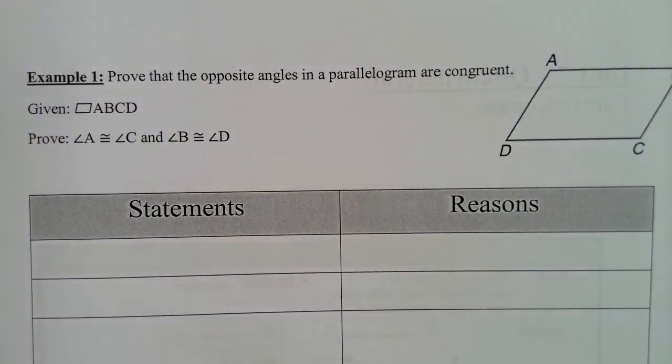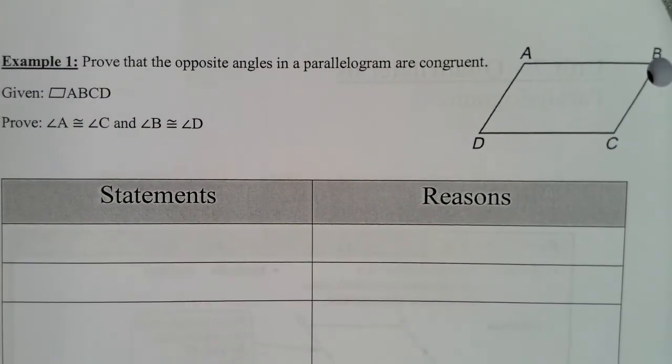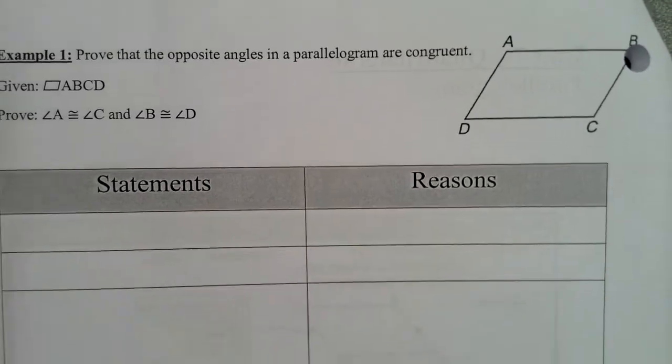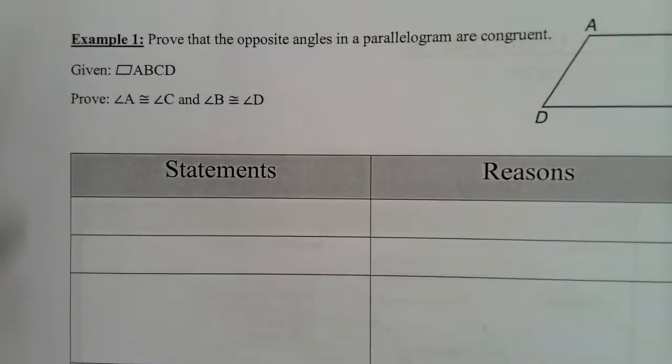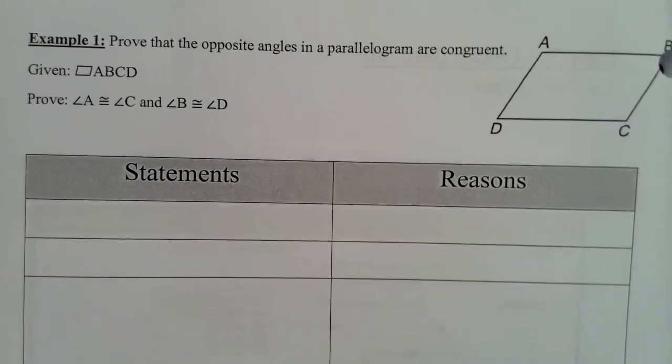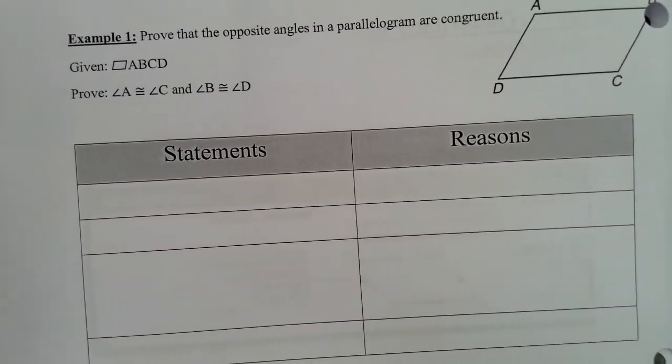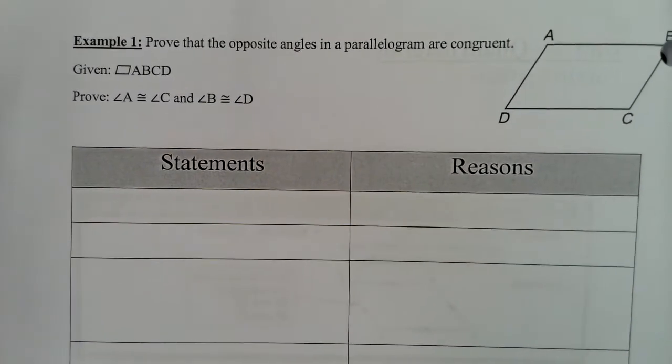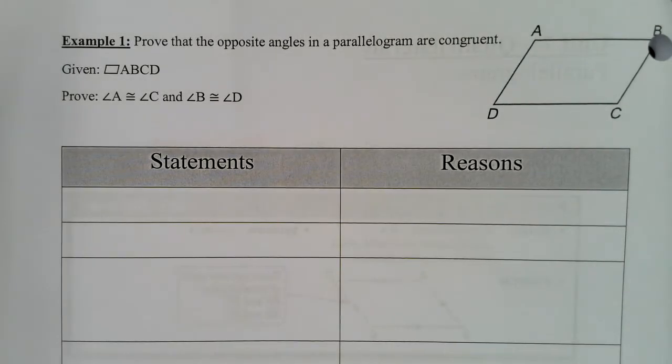Now we're going to do a proof. We are going to prove one of the theorems on the previous page. So I said, let's prove that the opposite angles in a parallelogram are congruent. Let's prove that theorem. So I want you to prove that angle A is congruent to angle C, and I want you to prove that angle B is congruent to angle D.